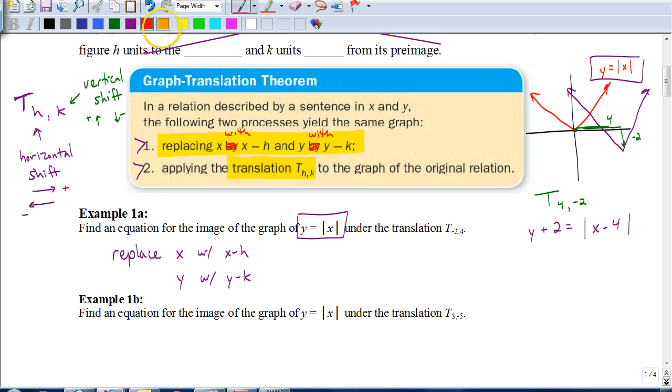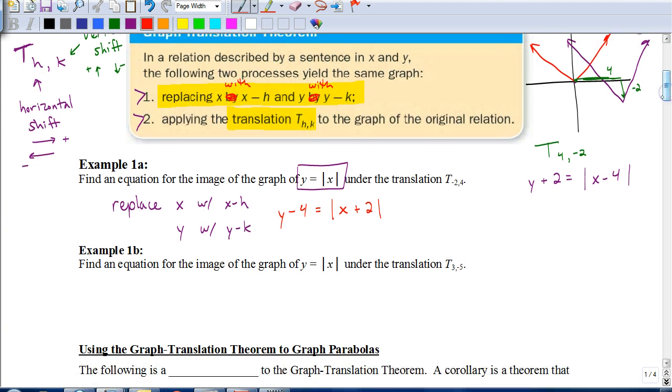So my new equation is going to be y minus my k value, which is 4, so it'll be y minus 4 equals, and inside the absolute values are my x's, so it's going to be inside absolute value x minus negative 2, which becomes x plus 2. That's not too difficult. Pretty simple once you understand what this is all about.